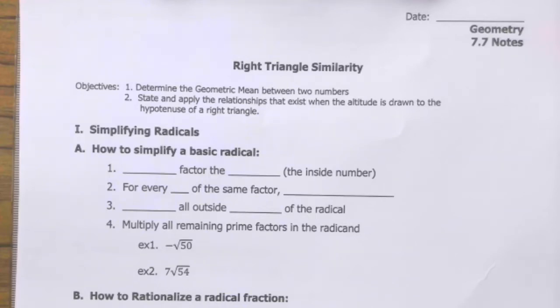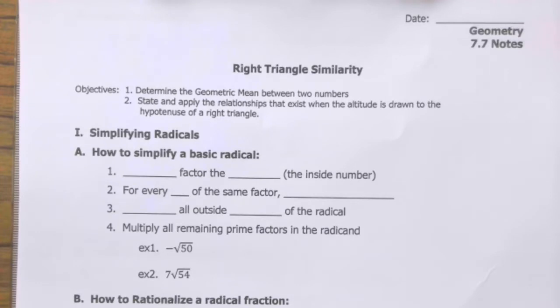Good afternoon. We're going to take notes on section 7.7. And the first section of notes are going to be a review of how to do basic radical math. We did a little bit of that in the pre-7.7, but we're going to review it and do a little bit more here as well.